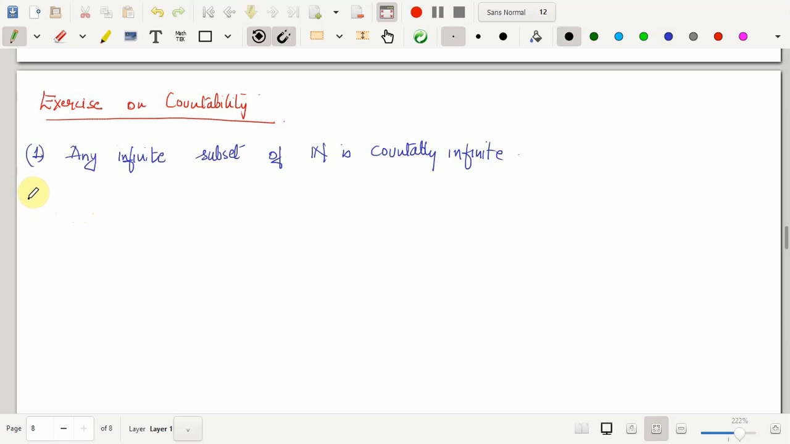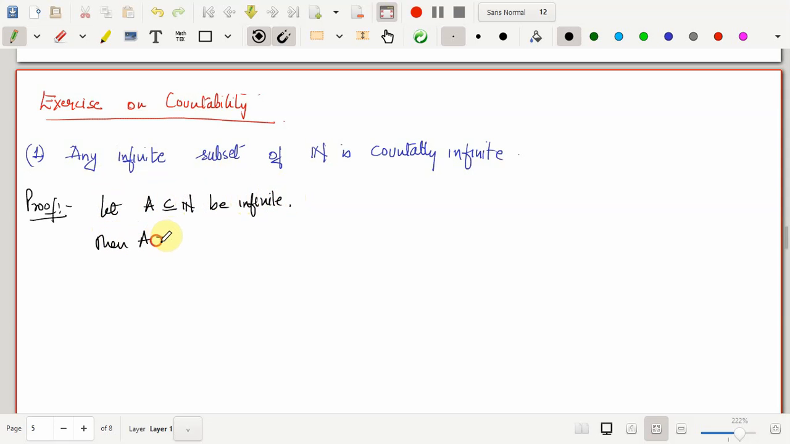Let's discuss the proof of this statement. First of all, note that A cannot be empty. I mean, that subset of N cannot be empty. So, if we have A a subset of the natural numbers which is infinite, then it is not empty, as it is not finite. If it is empty, then that would imply that A is finite.